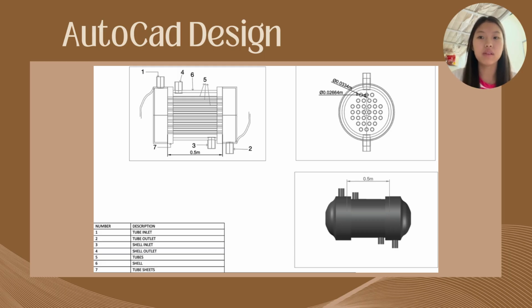And as labeled, number 1 is tube inlet, second tube outlet, third shell inlet, fourth shell outlet, fifth tubes, sixth shell, and 7 is tube sheets.